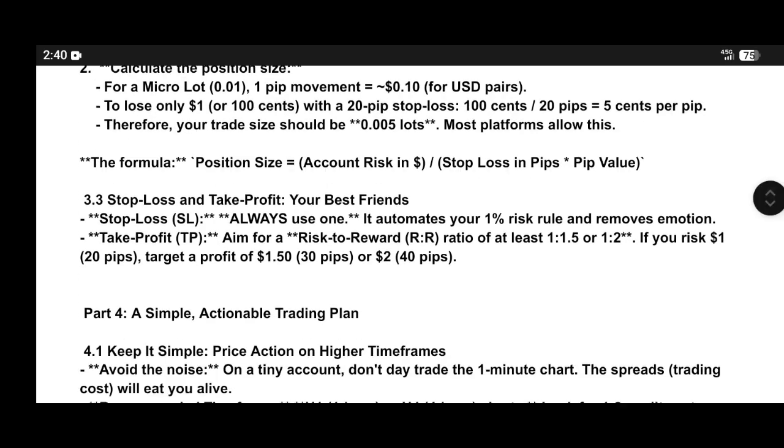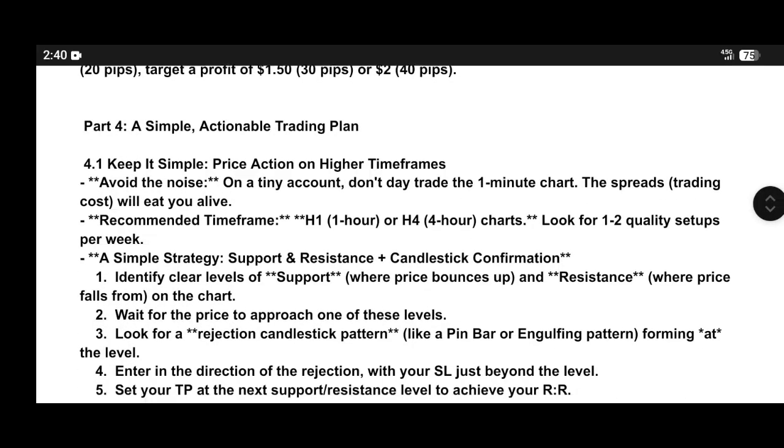Are you getting me? Part 4, a simple actionable trading plan. One is this: keep it simple. Price action on a higher time frame. Yes, keep this thing simple. Price action on a higher time frame. Avoid the noise on a tiny account. Don't day trade with the 1 minute chart, please.